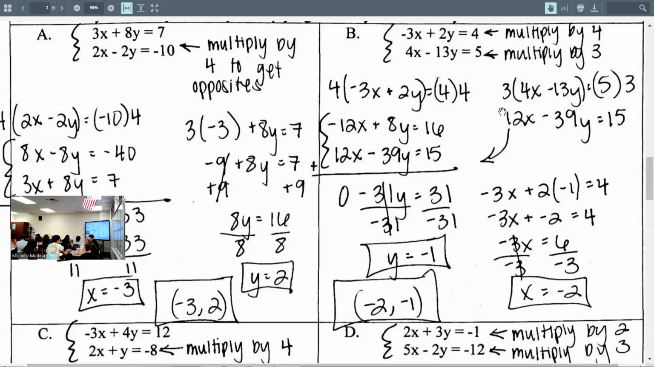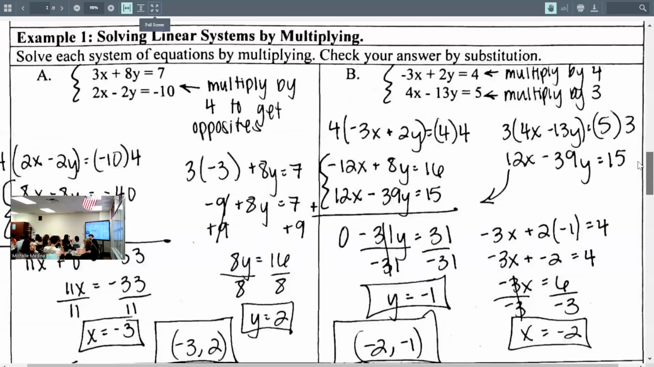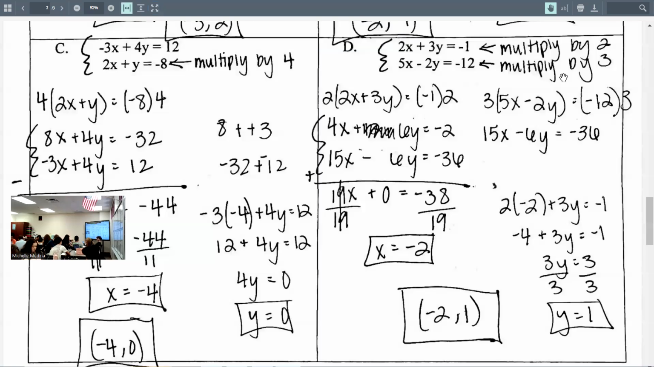Okay, I'm going to leave this up as an example. You're working on part D as you try. There are multiple ways you could have gone about it and still be correct, but in part D, it's probably easiest. Well, I guess they're equally as hard. On mine, I decided I wanted the y coefficients to match. So I multiplied the top one by 2 and the bottom one by 3. If you wanted the x coefficients to match, then you would multiply the top one by what?